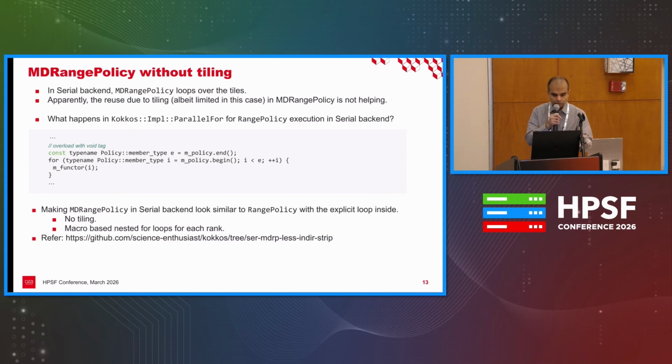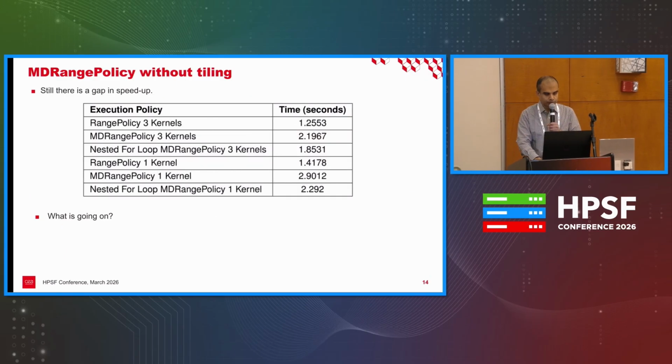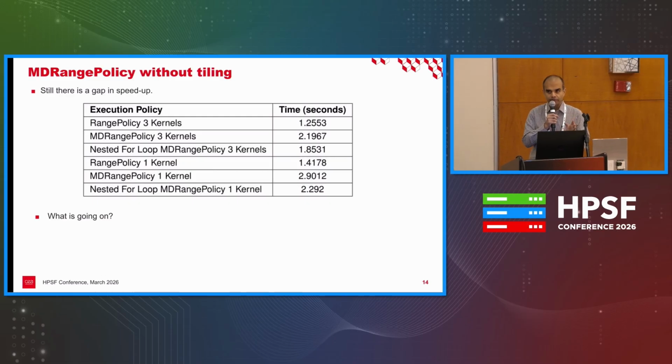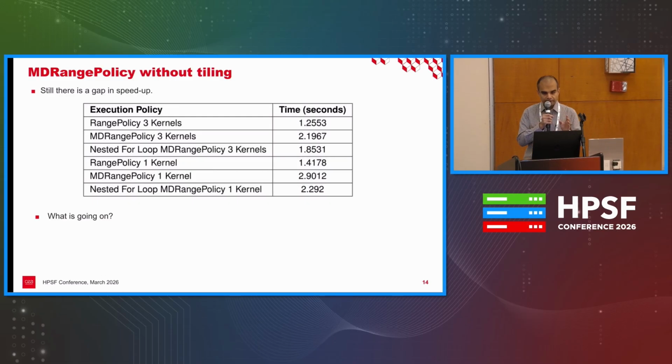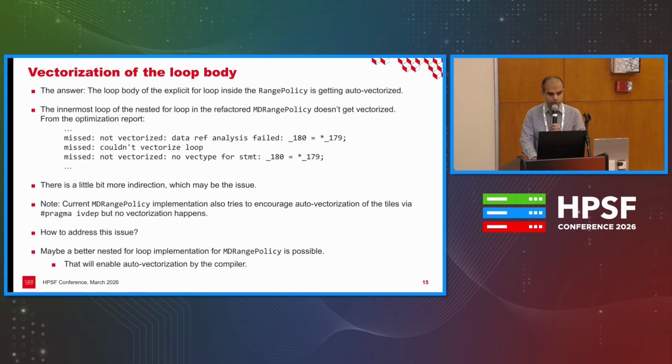And so one idea that we can possibly try is to have an implementation of MDRangePolicy based on a nested for loop, to mimic what the range policy is doing with an explicit for loop, and see whether that leads to performance. So yes, it does lead to some performance, but it's still quite far away from what you can really get with range policy with an explicit for loop inside. So that makes us wonder what is going on.